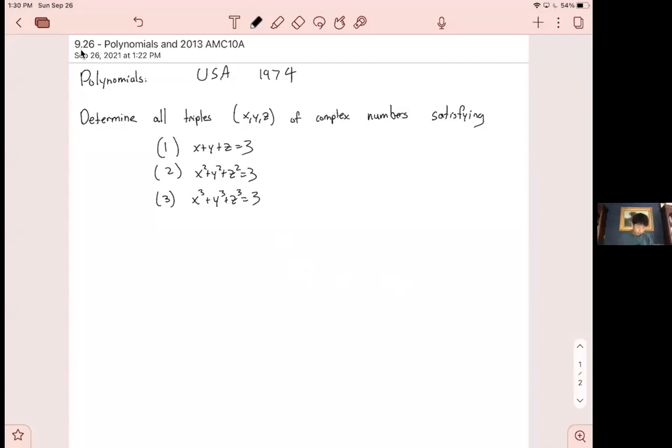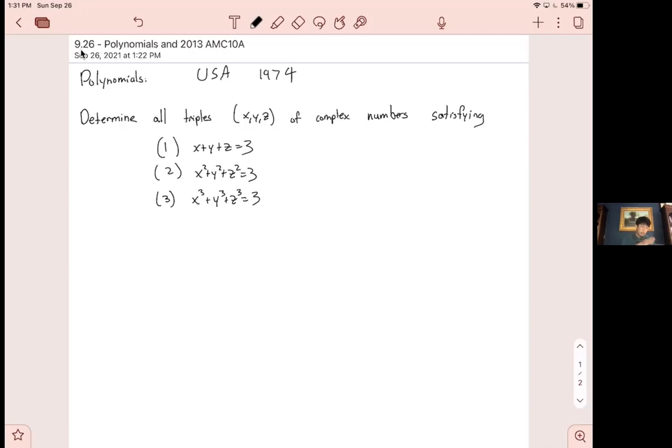So yeah, there's this polynomial problem and it uses some ideas that I really like in polynomials. So I'm going to show it. Okay, so this is from USA 1974. Find all triples x, y, z, three complex numbers, satisfying x plus y plus z equals 3, x squared plus y squared plus z squared equals 3, and x cubed plus y cubed plus z cubed equals 3.